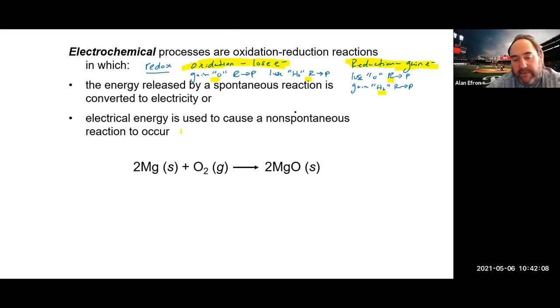Sometimes people remember this by Leo the lion goes grr. Loss of electrons, oxidation; gain of electrons, reduction. Some people are fond of the oil rig. Oxidizing is losing, and reducing is gaining. You could choose both if you like. Put Leo the lion on the oil rig, he goes grr. You don't have to choose. You can use them both if you like. But that's one way sometimes people remember things.